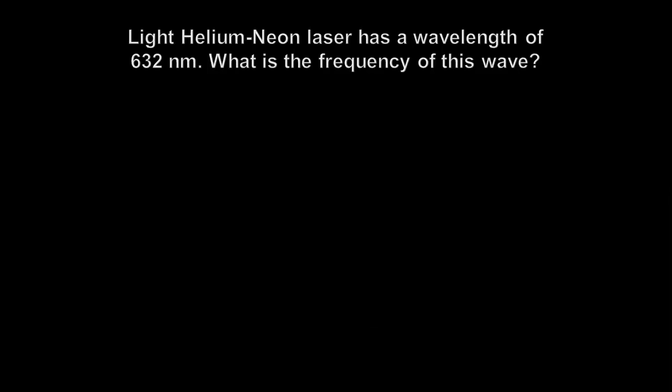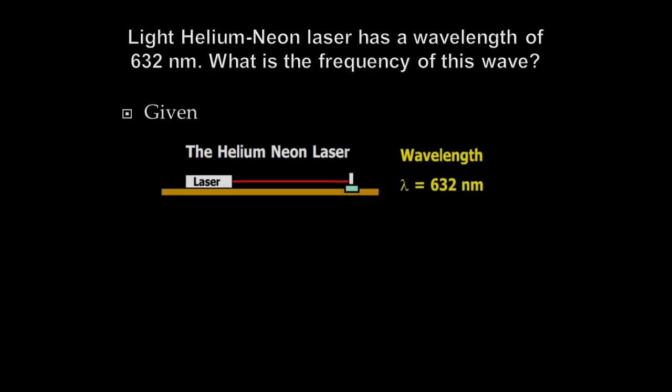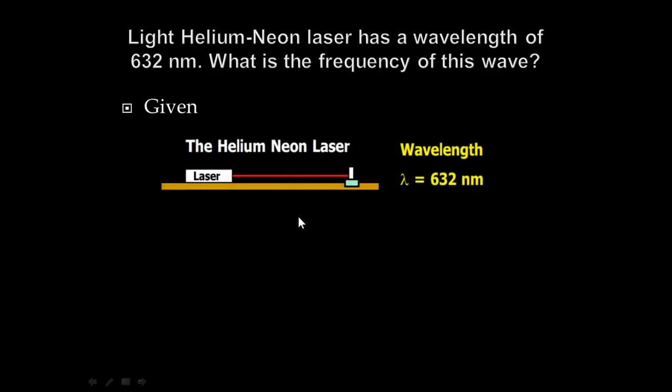Let's proceed with the first sample calculation. A helium-neon laser has a wavelength of 632 nanometers. What is the frequency of this wave? So we are given a helium-neon laser with a wavelength of 632 nanometers, and we are required to determine the frequency of the wave. So how are we going to do that? We had established that the speed of light is equal to the product of frequency and wavelength.